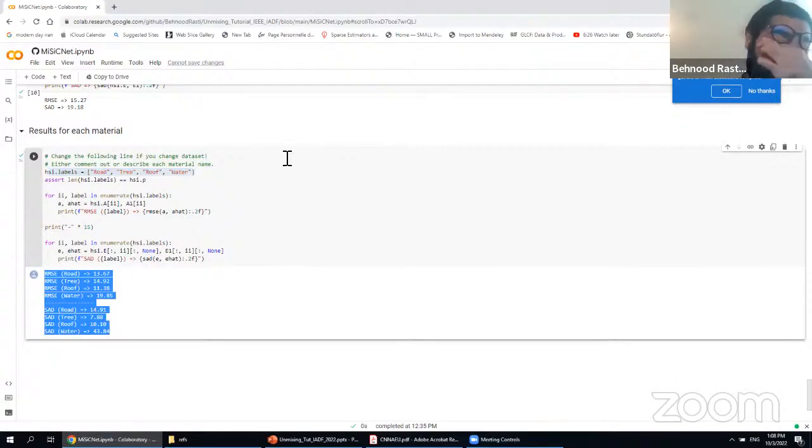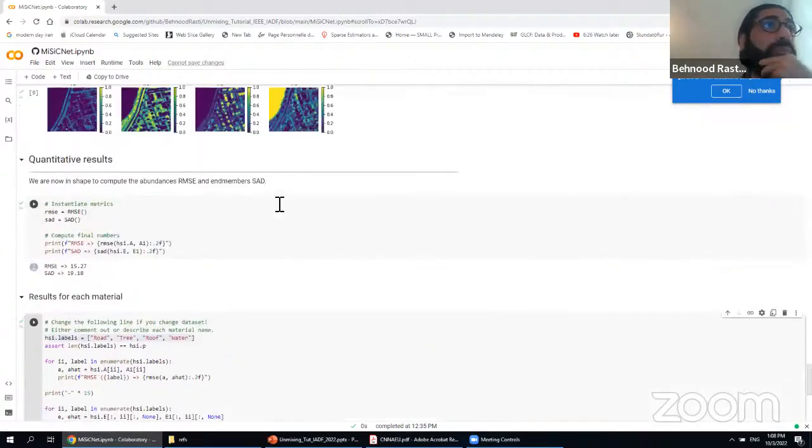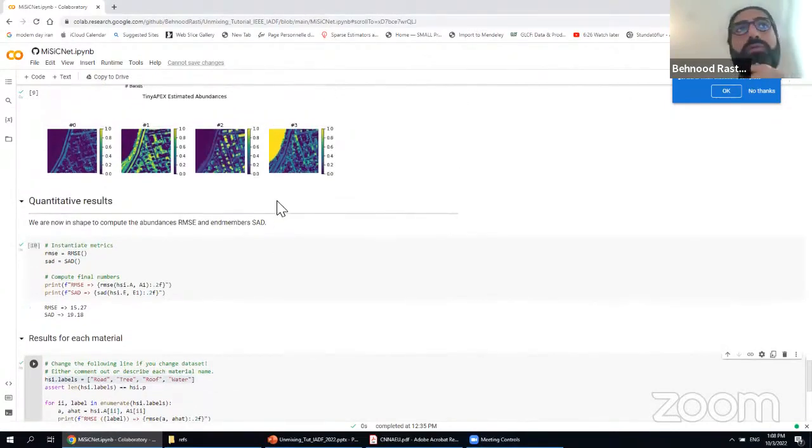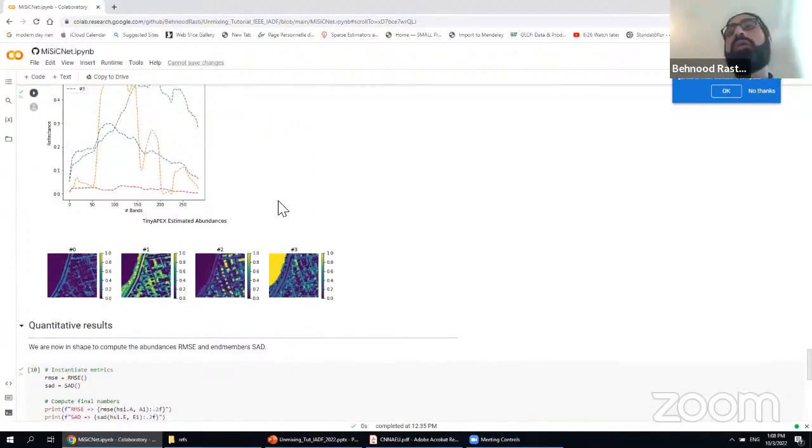One thing that I didn't discuss and is very important is a matching issue. You don't have this problem now because we did it already for you, but when you apply a linear unmixing technique and you want to compare it with the ground truth, you really don't have the same order in your matrix. The bookkeeping is in a different order, and it might even change with different runs.